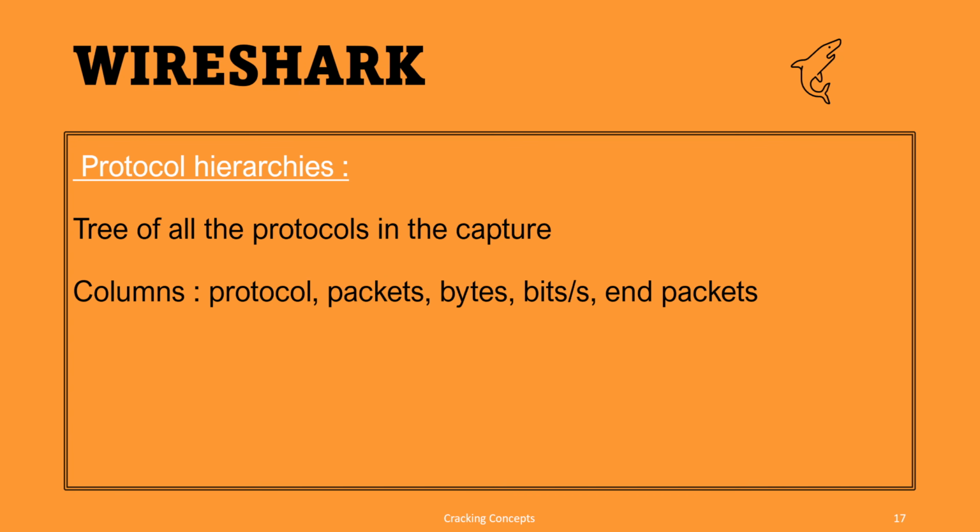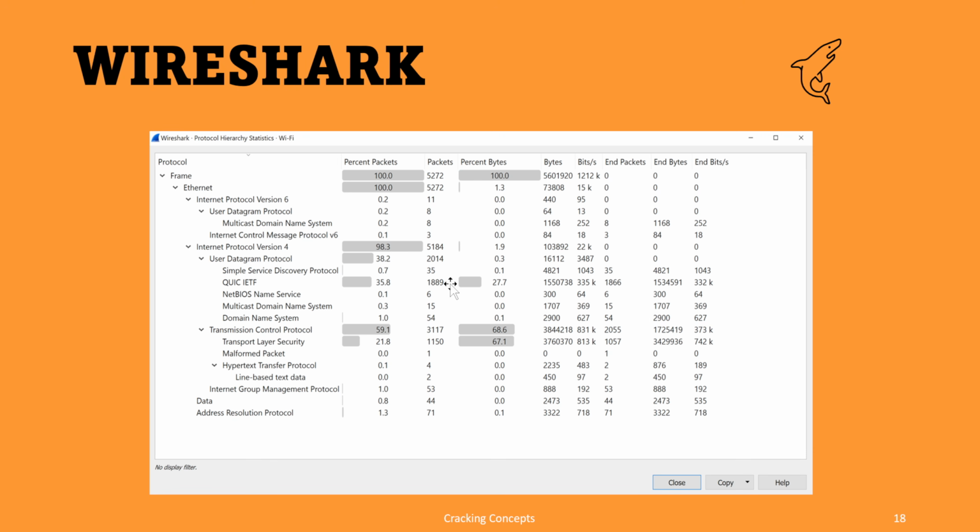Next is protocol hierarchies. This is a tree of all the protocols in the capture. Each row contains the statistical values of one protocol. This is shown in the figure here. Two of the columns, which are percent packets and percent bytes, serve double duty as bar graphs. If the display filter is set, it will be shown at the bottom.